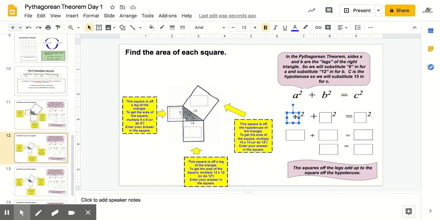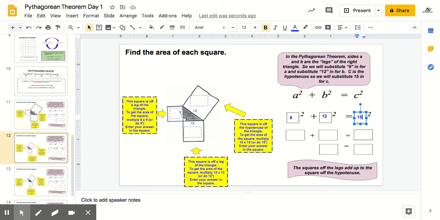So again, guys, A and B are your legs, C is your hypotenuse. So for the first leg of my triangle, I'm going to plug in 9. My second leg of the triangle is 12, and my hypotenuse is 15. Again, notice your hypotenuse is always the side opposite of the right angle, and it is always the longest side. 15 is the longest or the biggest number between 9, 12, and 15.